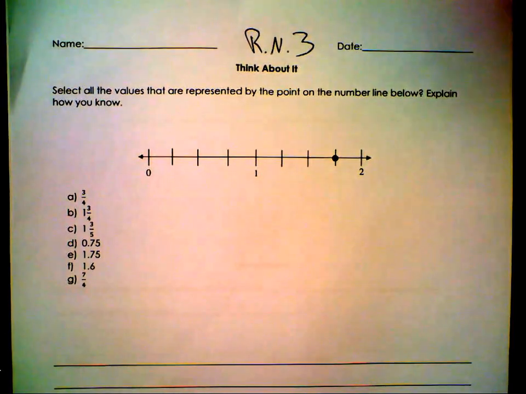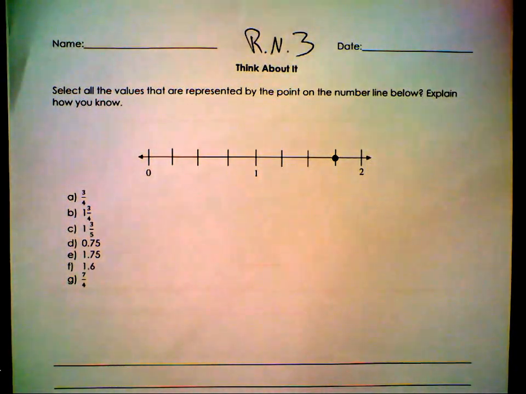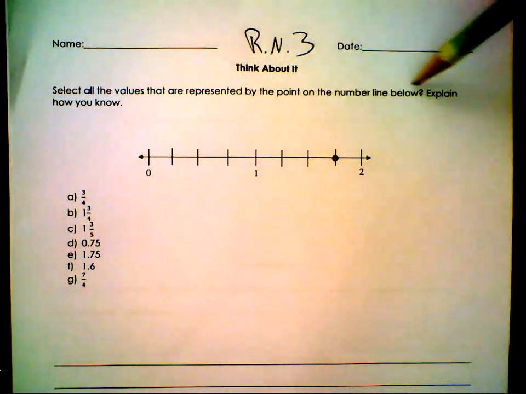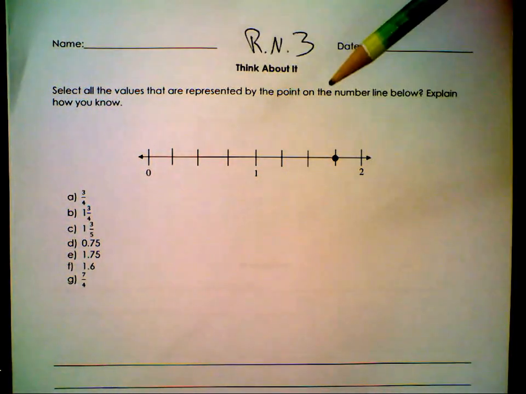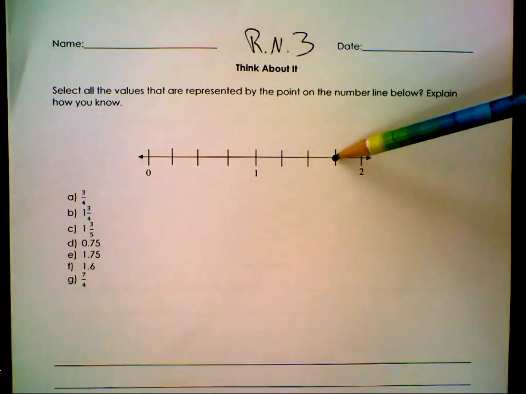Because review is always helpful for mastering skills, this is a review question that you're going to see in the next few days. It says, select all the values that are represented by the point on the number line below. Explain how you know. I'm given a list of choices and this dot here on my number line.